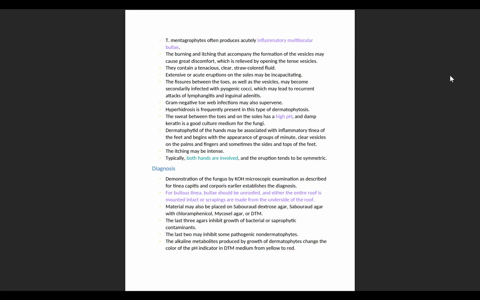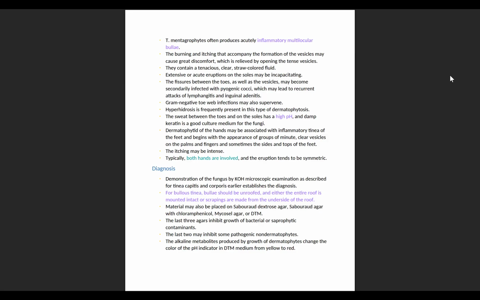Diagnosis: demonstration of fungus by KOH microscopic examination, as described for tinea capitis and cruris earlier, will establish the diagnosis. For bullous tinea, bullae should be unroofed and either the entire roof is mounted intact or scrapings are made from the underside of the roof. هنا نقدر يعني البولي ناخذ الروف مالتها ونسوي له examination أو الأندر سايد أوف ذا روف، بينما إحنا خدنا سابقا مثلا بالبيرن يصير أوبن بولا، بس بالفنجل إنفكشن ممكن ناخذ الروف أو الأندر سايد أوف إتس، يعني نقدر نفتح البولي بالفنجل إنفكشن.